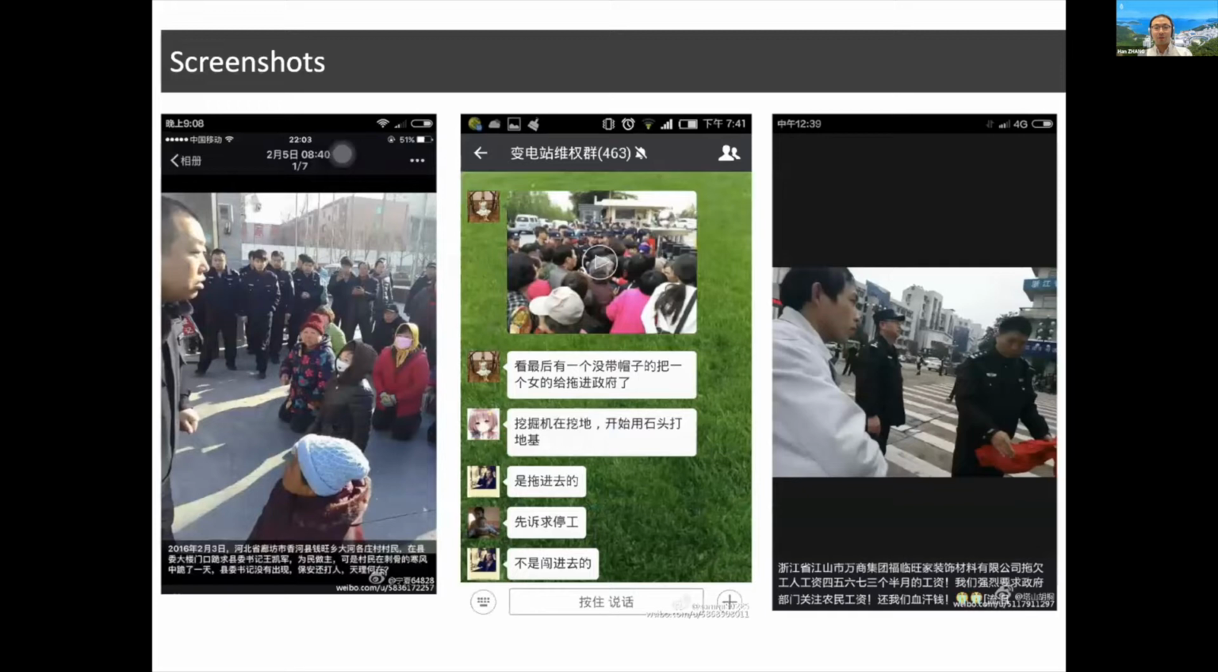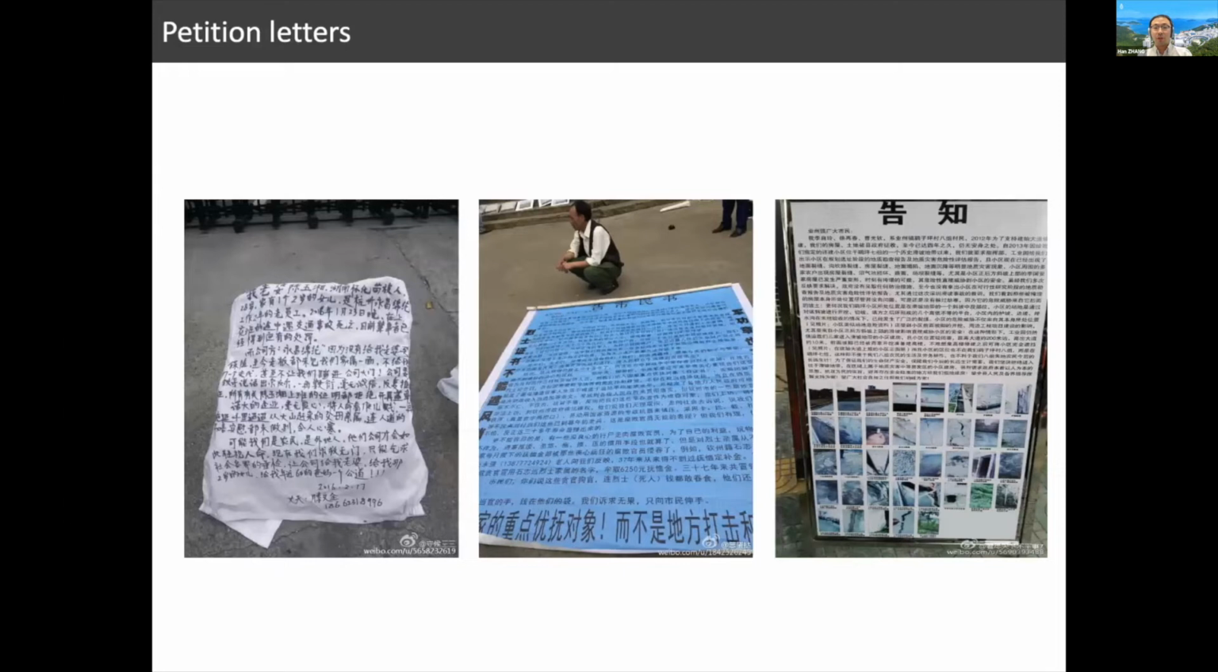And both of these ways, we found out, are ways that people avoid censorship. It's a little bit easier for the government to delete pure text, but it takes them more time to figure out what is in the images and delete them.